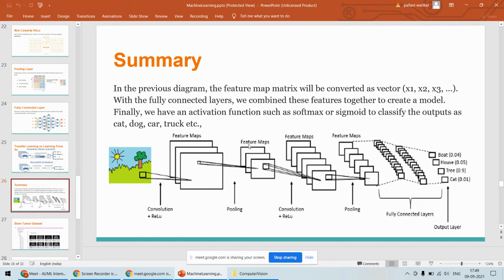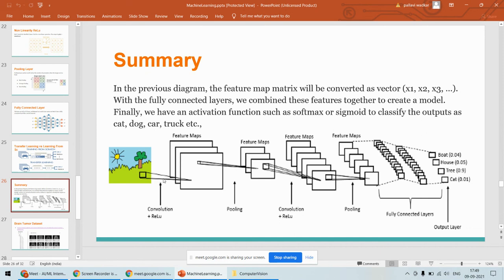So next, let's summarize everything: what exactly we are doing. So in अगर आप previous diagram यहाँ पे देखोगे तो उसका पूरा जो flow है वो इस तरह से है। हमें यहाँ पे ये image जो है इसको classify करना है कि ये boat है, house है, tree है या फिर cat है. Whether this is cat, whether this is tree, whether it is house or whether it is boat. Now most probably it looks like a tree, because यहाँ पे tree है तो ये tree का image है.